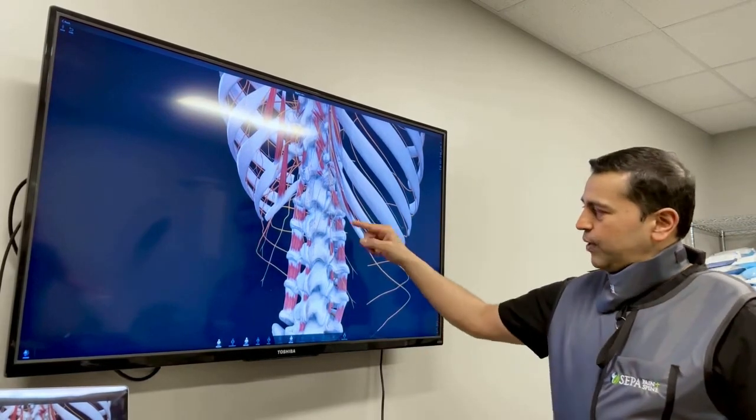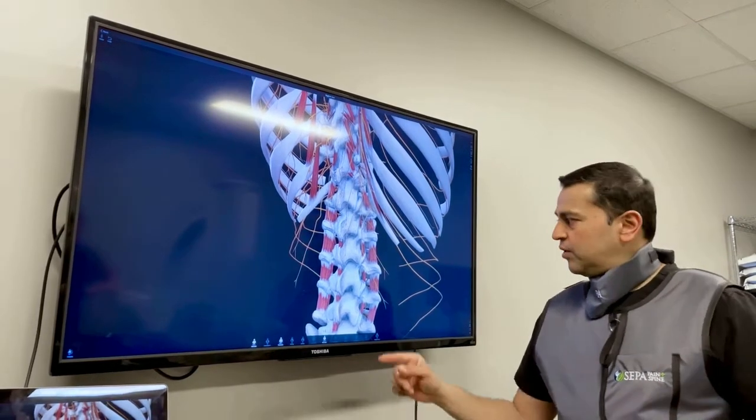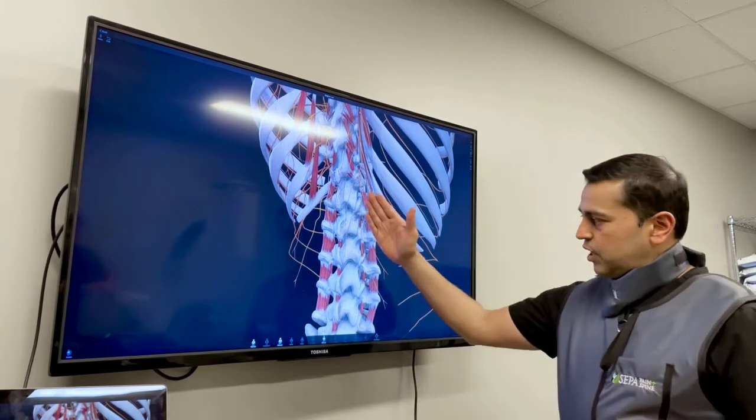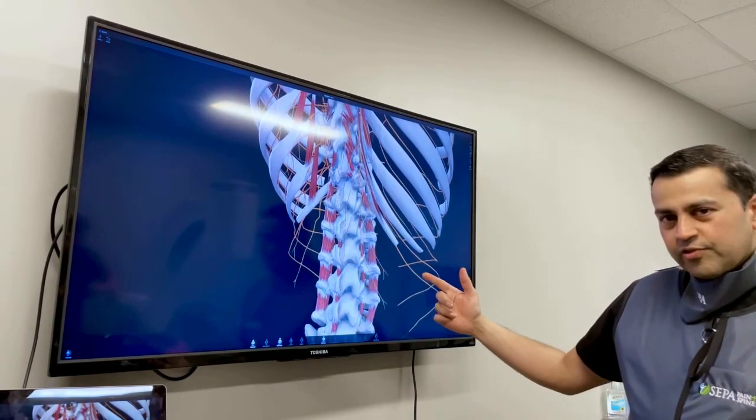So basically what happens is when you have low back pain, the low back pain can come from many areas. It can come from the facet joints, it can come from the disc, it can also come from the multifidus muscles, which are muscles in the spine. Today we're going to talk about facet disease.